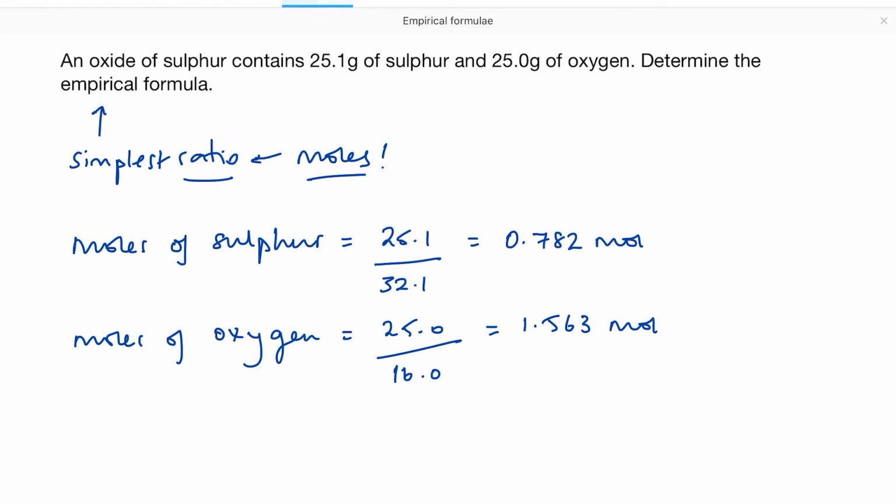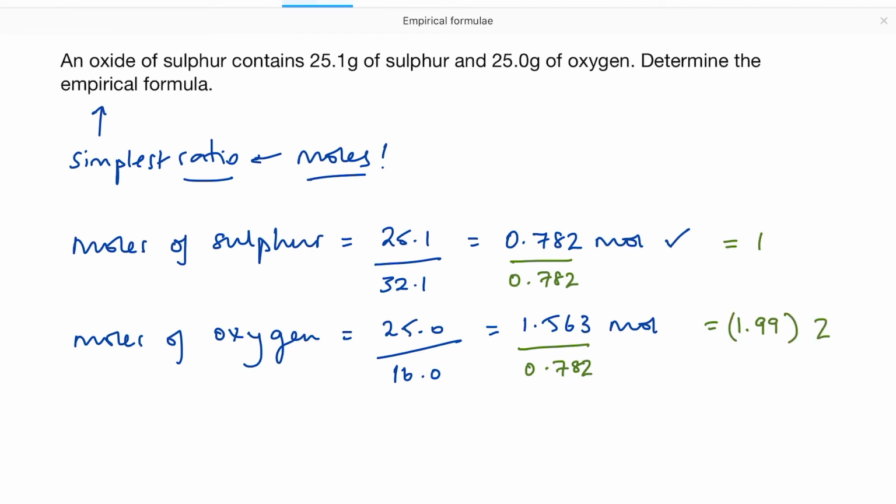In order to find the ratio, and this needs to be in whole numbers, we simply divide each of these number of moles by the smallest, and the smallest in this case is clearly 0.782. So if I divide 0.782 by 0.782, I get the answer 1. If I divide 1.563 by 0.782, that comes to 1.99, which is essentially 2.